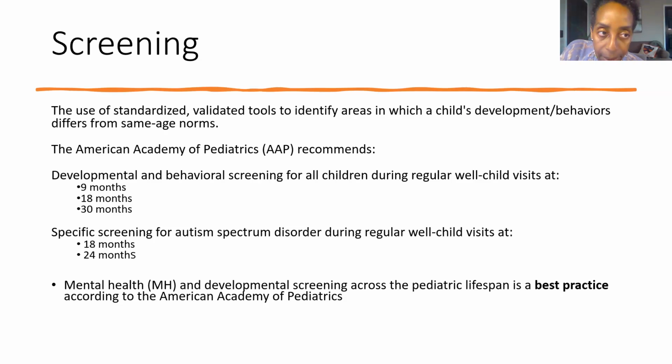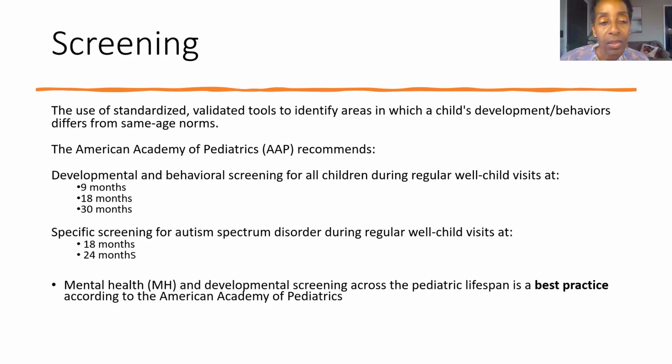So screening. Screening is the use of a standardized, validated tool to identify areas in which a child's development or behavior differs from age norm. The American Academy of Pediatrics recommends that developmental and behavioral screening for all children during regular well visits at 9, 18, and 30 months. Specific screening for autism is called out and recommended at 18 and 24 months.